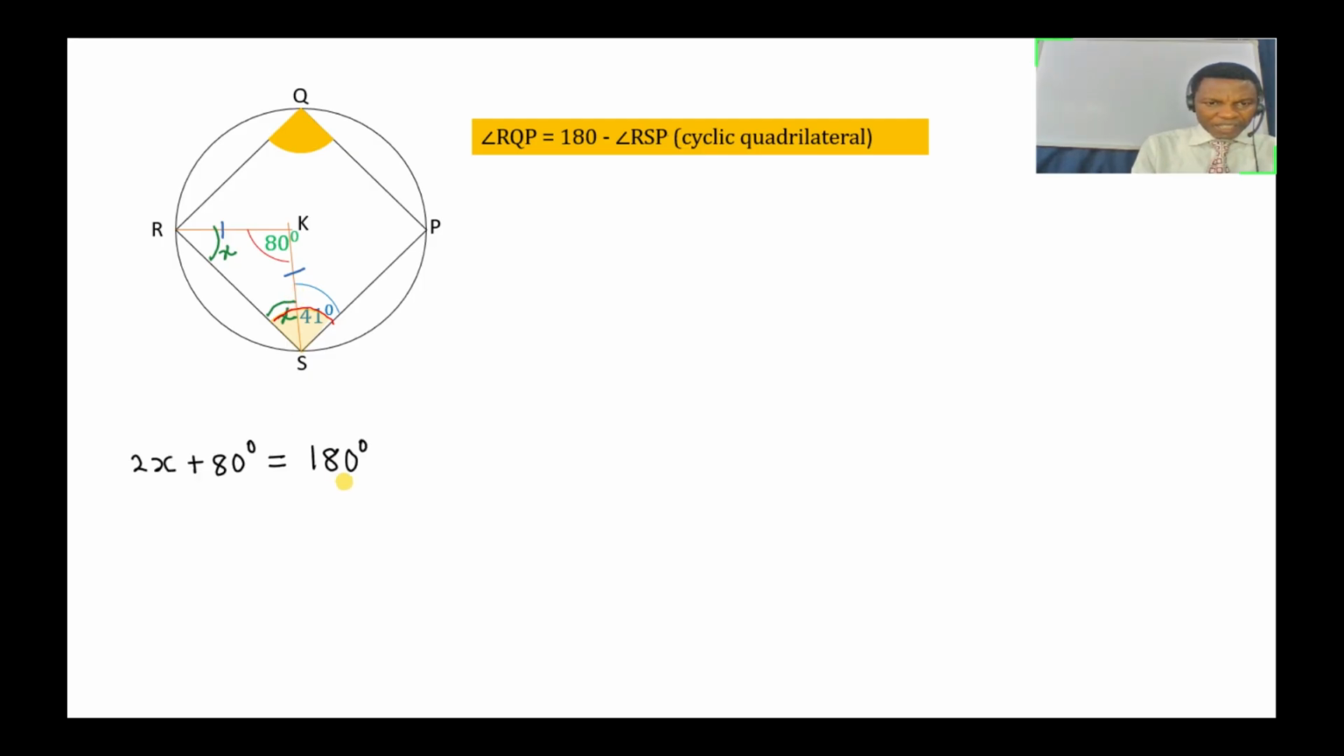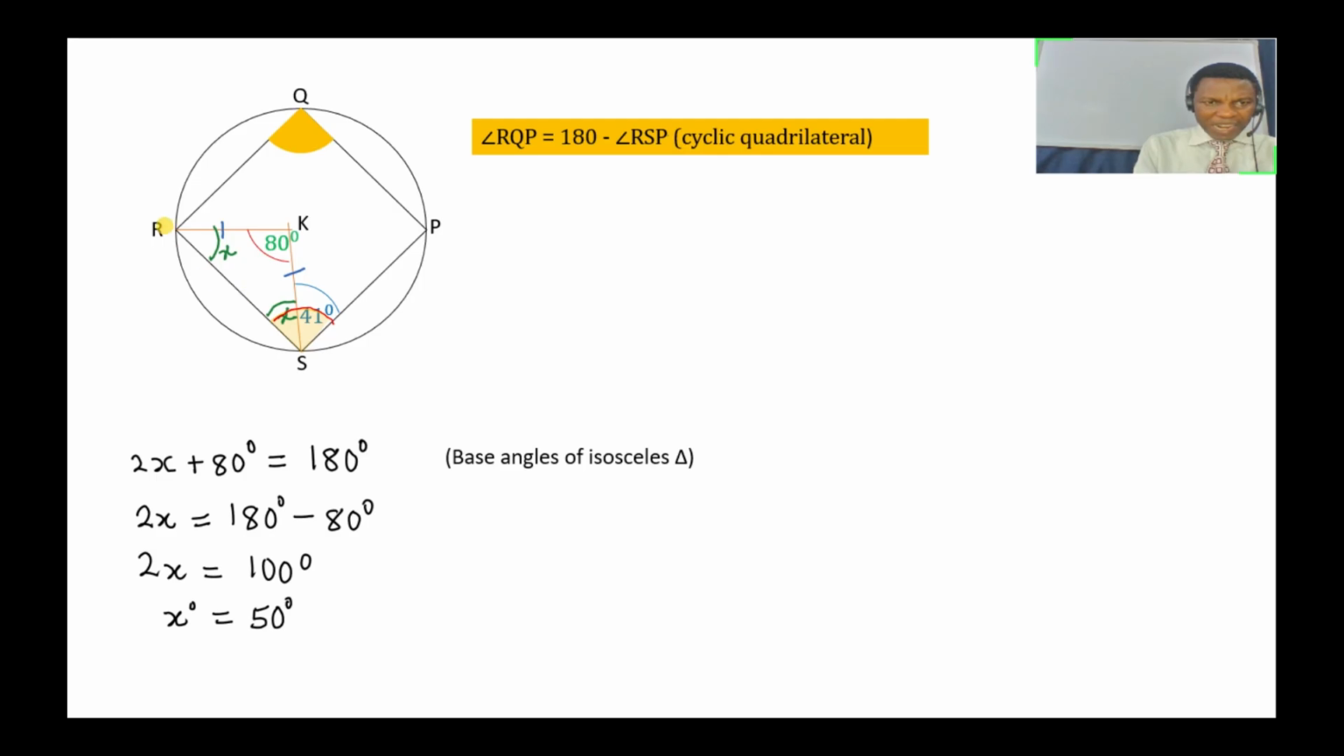In order to find that, let's look at triangle ROS. Since both radii are equal, we can mark them as the equal sides of an isosceles triangle. If they are equal, that means the base angles are equal. So let's call the base angle X. X plus X plus 80, sum of angles in a triangle, gives 180 degrees. Solving for X, 2X is equal to 100, and then X is equal to 50 degrees.